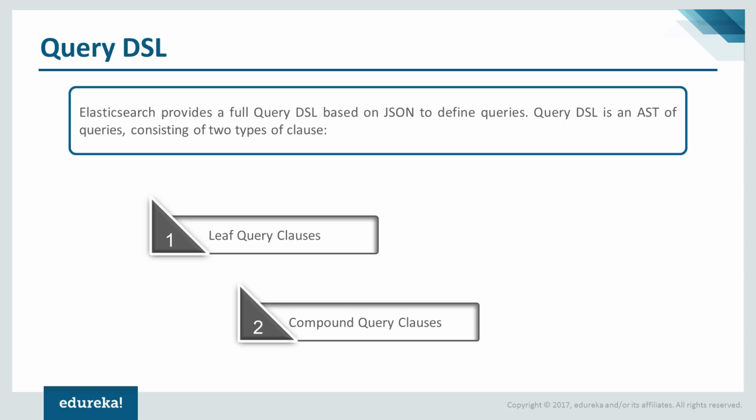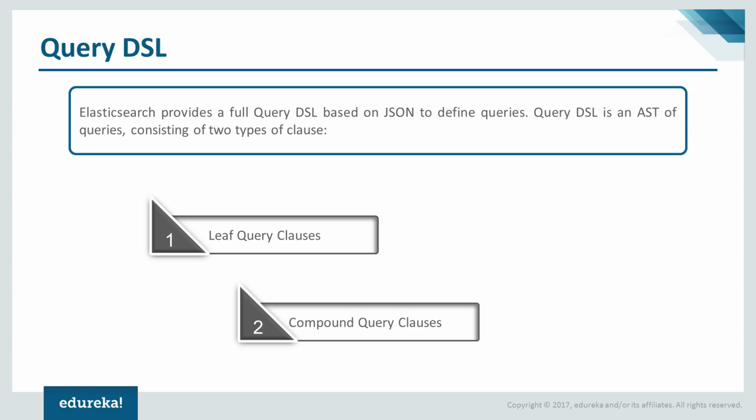There are two types of clauses, majorly the leaf query clause and the compound query clause. The leaf query clause looks for a particular value in a particular field. For example, with the help of this we find a particular value, like match, term, or range queries. That is what a leaf query does. The compound query clause combines the leaf query clause and other query clauses to form compound queries.